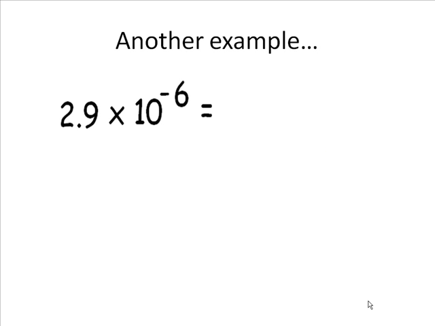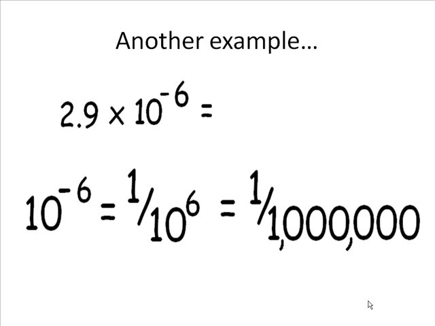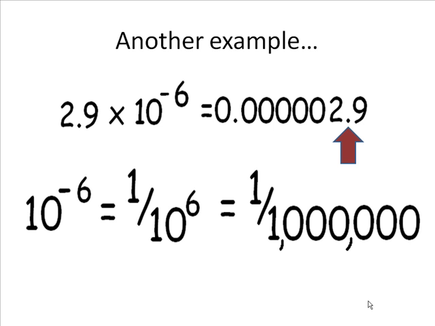Let's take a look at 2.9 times 10 to the negative 6. You already know that 10 to the negative 6 is 1 over 10 to the 6th, which is 1 millionth, and we wind up with 0.0000029, but that's where the decimal was. So we move the decimal place 6 places. So there's 1, 2, 3, 4, 5, 6. Why 6? Because the exponent was 6.